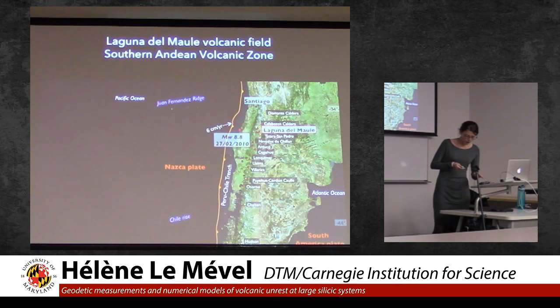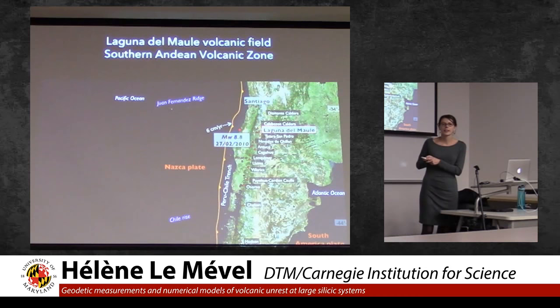So, a brief introduction. Here, Laguna del Maule volcanic field is in the southern Andean volcanic zone in Chile, right here. Here in red are the main volcanoes of the frontal arc. So this is the subduction of the Nazca plate beneath the South America plate. It's about 200 kilometers east of the epicenter of the Maule earthquake that occurred in 2010.